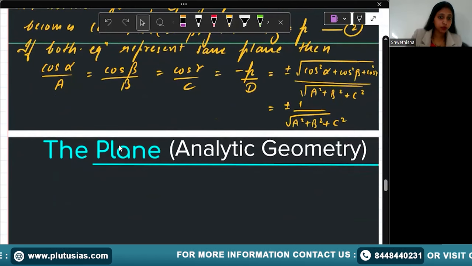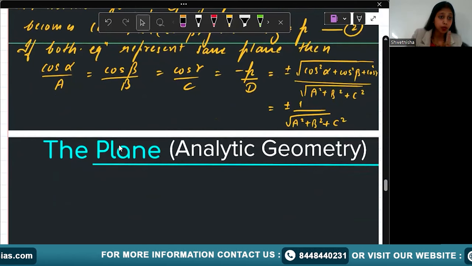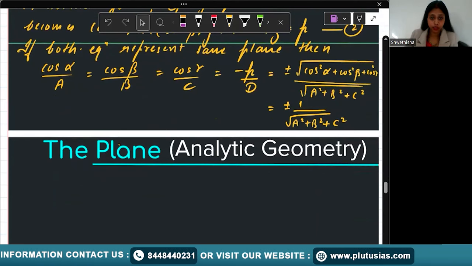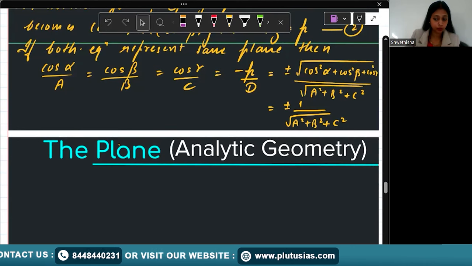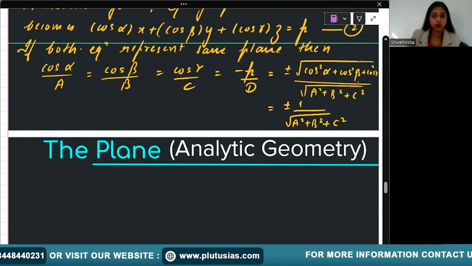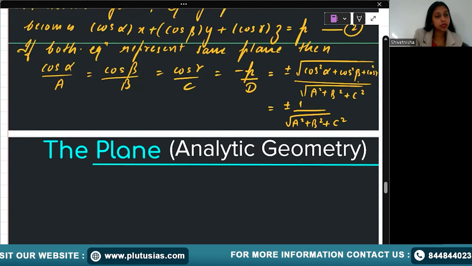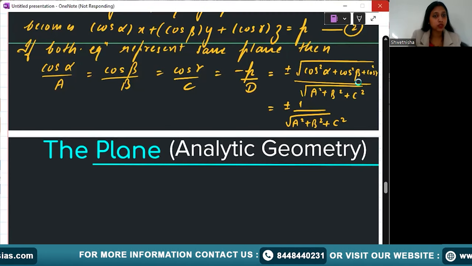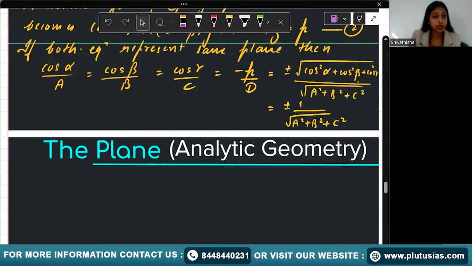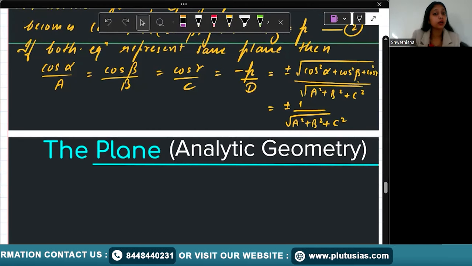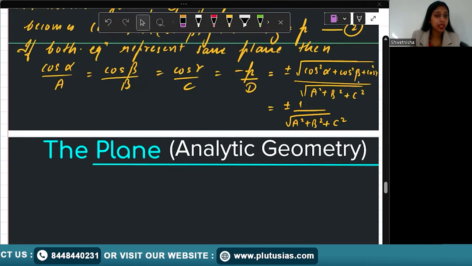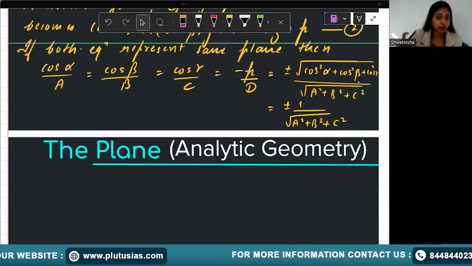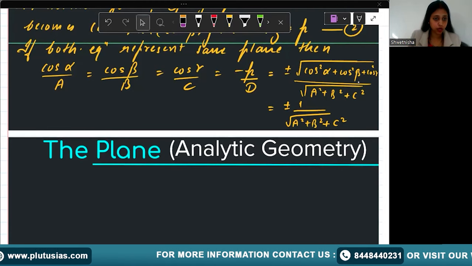Each of the first four fractions is equal to the last fraction. So I'm making the comparison. Basically, I'm trying to find cos alpha, cos beta, and cos gamma here, because capital A, capital B, capital C are known. The general equation is known, and what we are trying to find is the normal form, where we require cos alpha, cos beta, cos gamma, and P. That will be obtained by equating each of the first four fractions to the last.